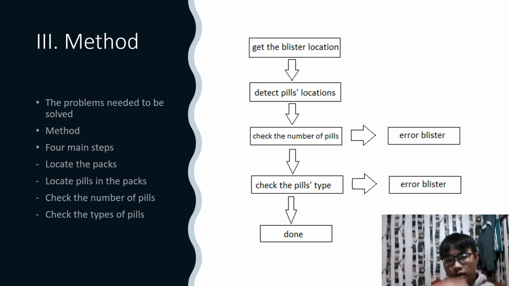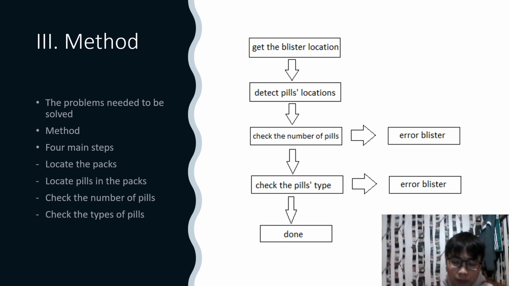After we locate the blister pack, we detect the pill locations and locate the pills in the pack. Next, we check the number of pills in the pack. We can conclude that if the number of pills is greater than or equal to the threshold of 16, the blister pack is full. But if not, the blister pack has an error.